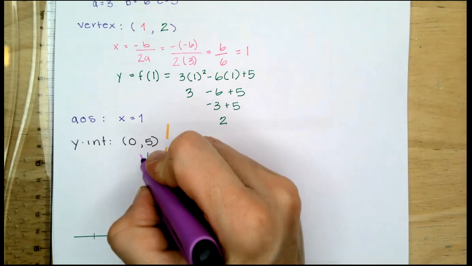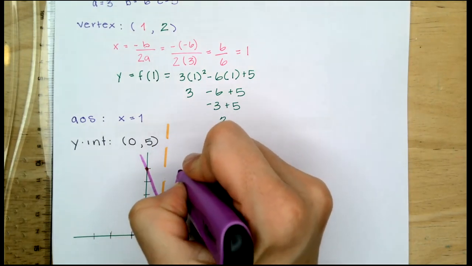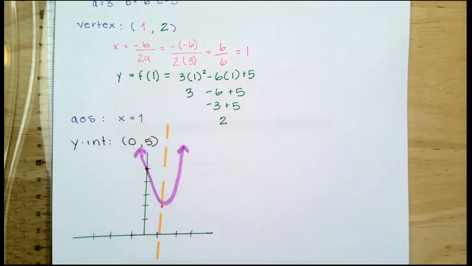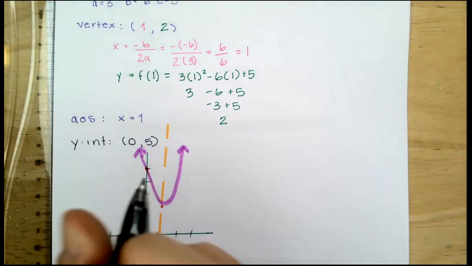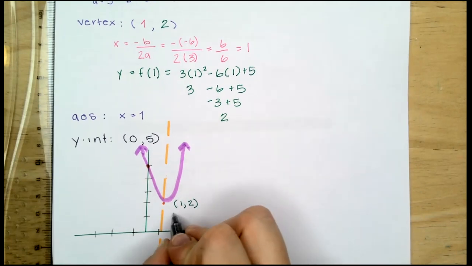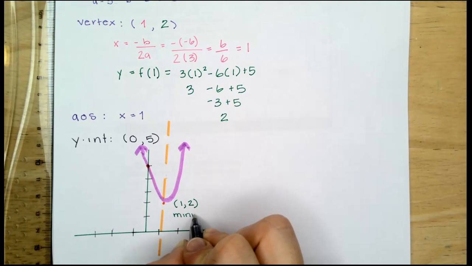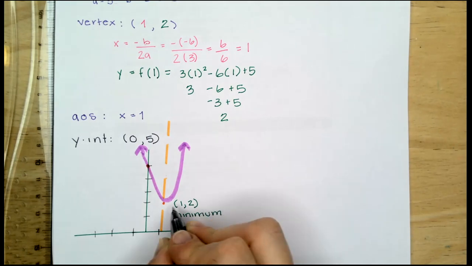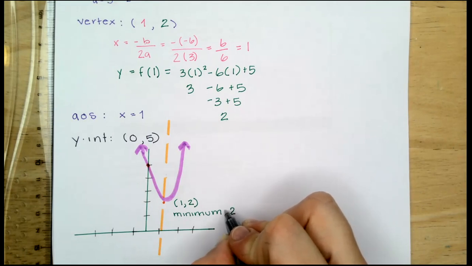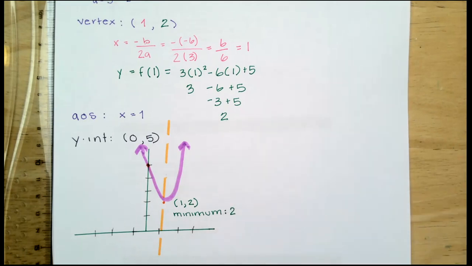But basically, we're just saying that if we had to graph it by hand, it would look like this. With our vertex here, 1, 2, that's our minimum value, right? The minimum value is how high it is on the y. Minimum value is 2. Okay.